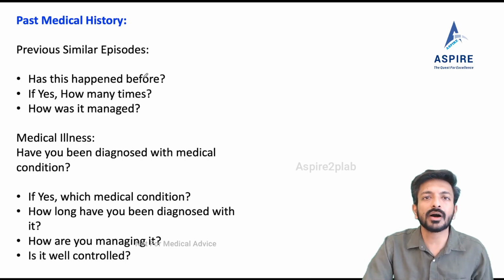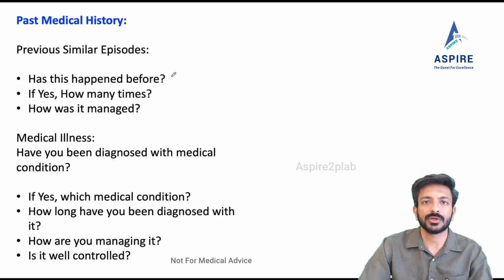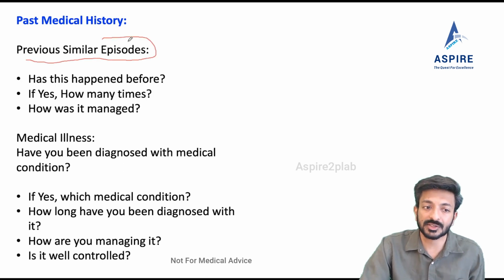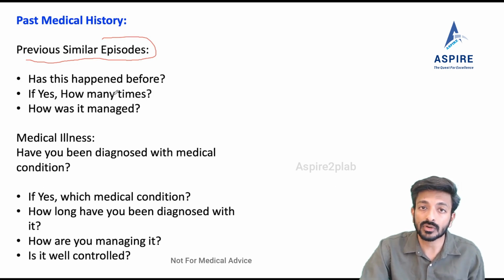All right, so let's talk about past medical history. When we have to take past medical history, there are a few questions that we need to ask. First of all, we'll be asking about a previous similar episode. For example, the patient has come to us with chest pain. So we definitely need to ask, has it ever happened before? That will be very important.